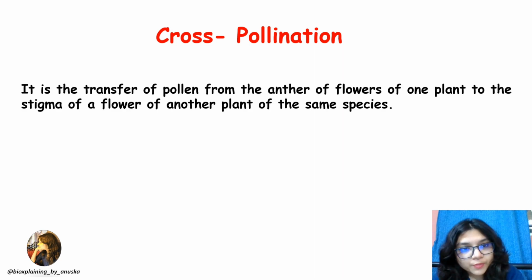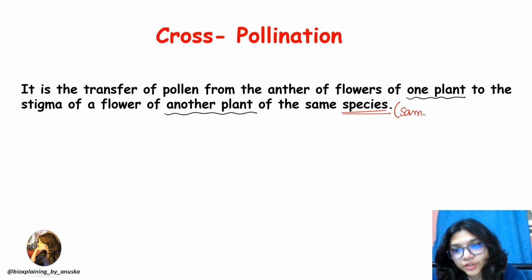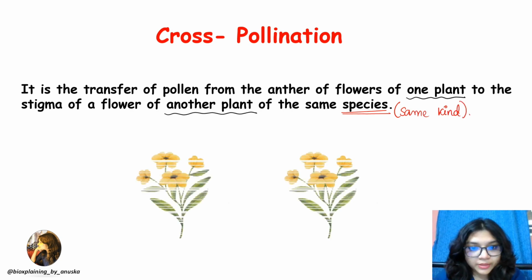So what is cross-pollination? It is the transfer of pollen from the anther of flowers of one plant to the stigma of flowers of another plant, and both of them should belong to the same species. That means both the plants should be of the same kind. So let's understand this in a simple manner.